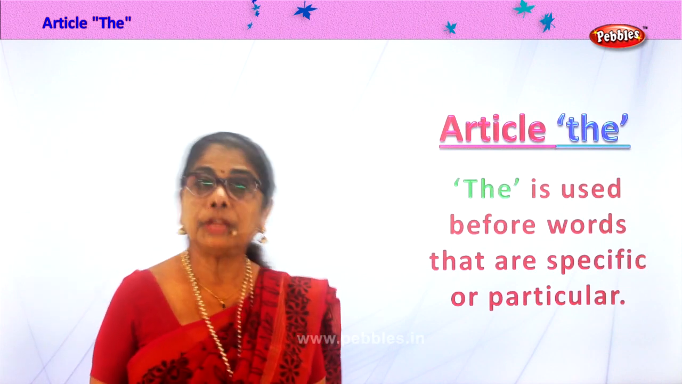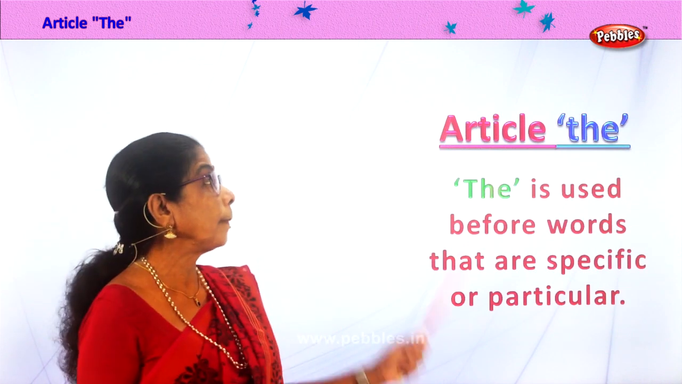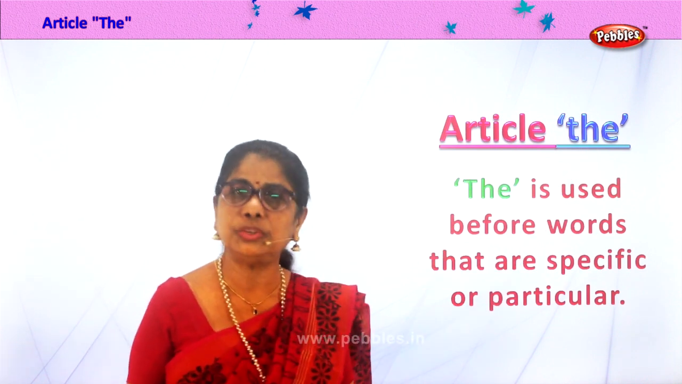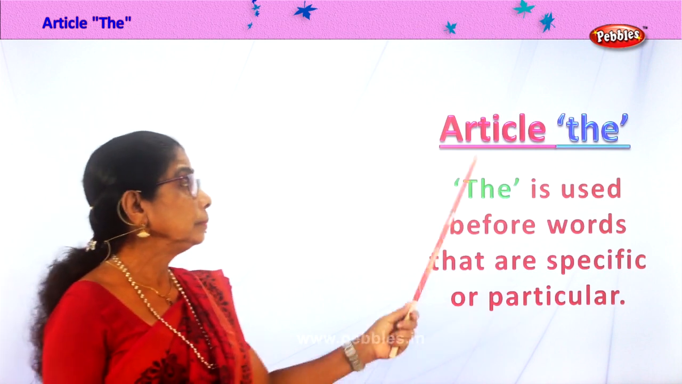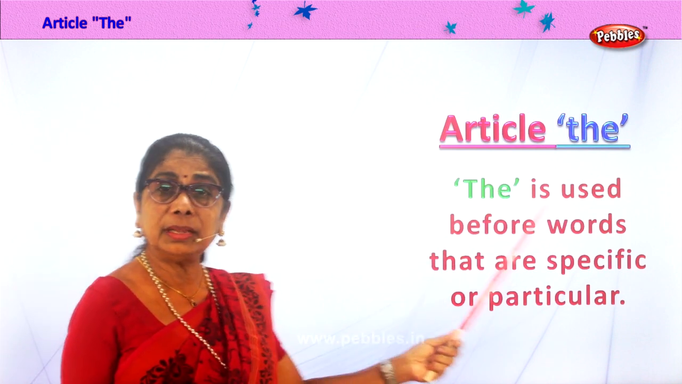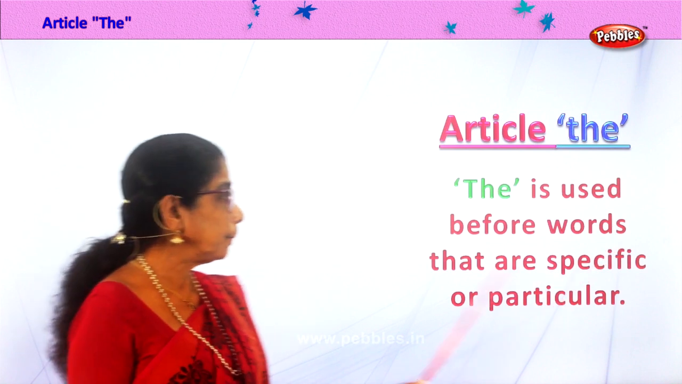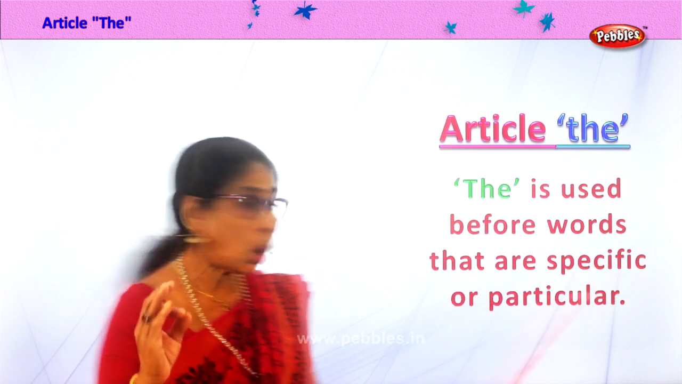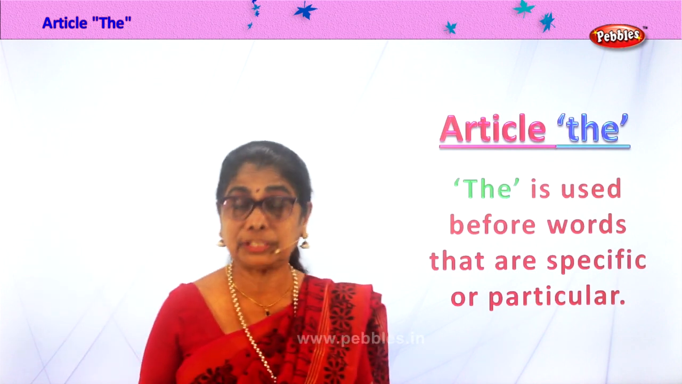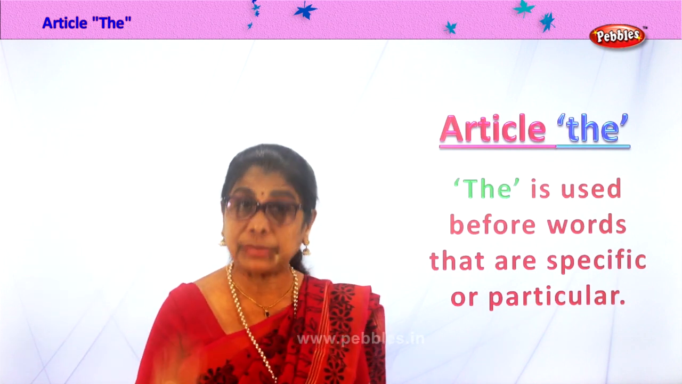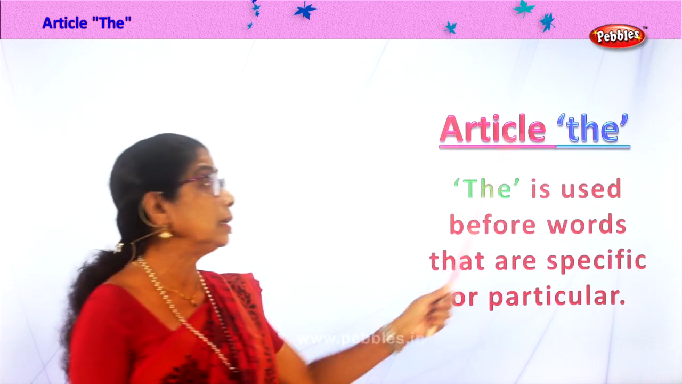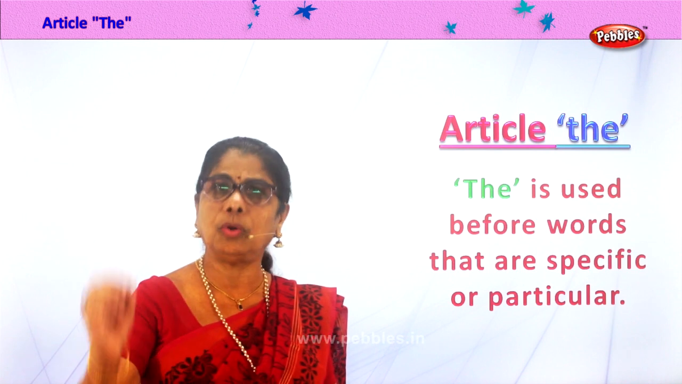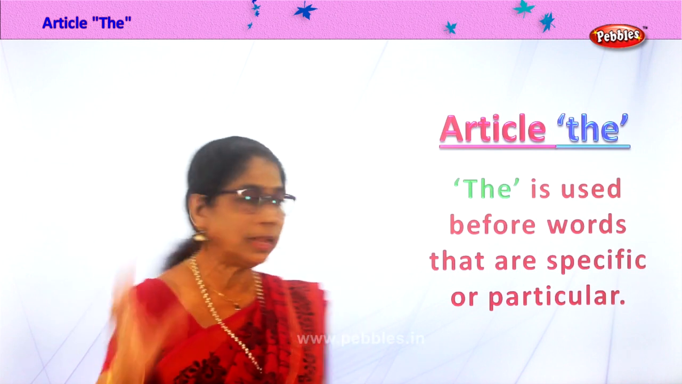Hi children, today we are going to look at the article "the". Where is it used? When is it used? Okay. The is used before words that are specific or particular. Something specific, something particular, we use the article the. Only one kind or one specific or particular.